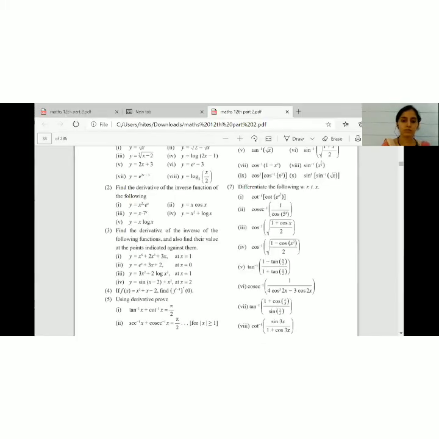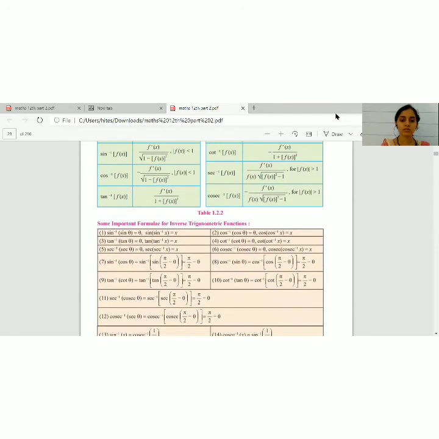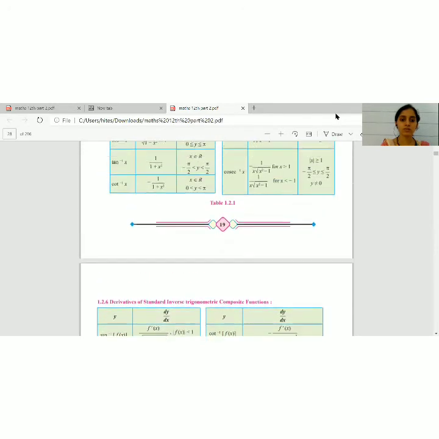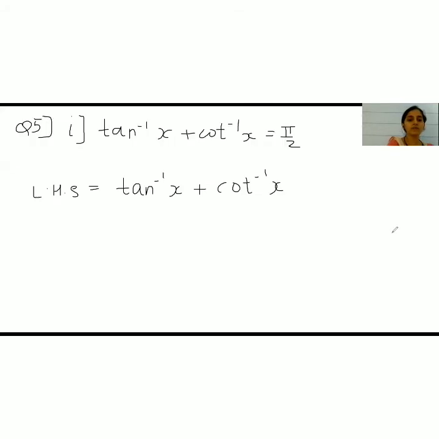Yes. So let us see what is the formula for tan inverse and cot inverse. So we have it here. Tan inverse x, if you can see, is 1 upon 1 plus x square, and cot inverse x is minus 1 upon 1 plus x square. Let us substitute these values in the sum. So we've seen the derivative values of tan inverse and cot inverse.